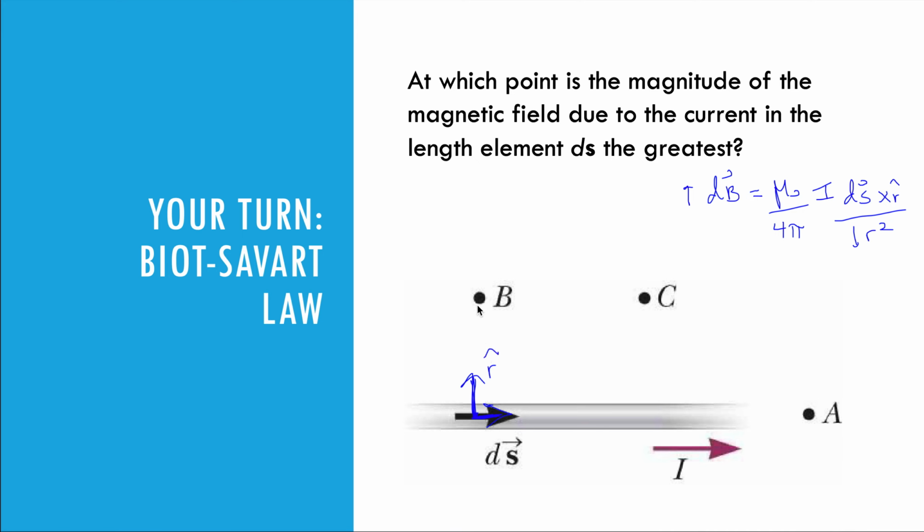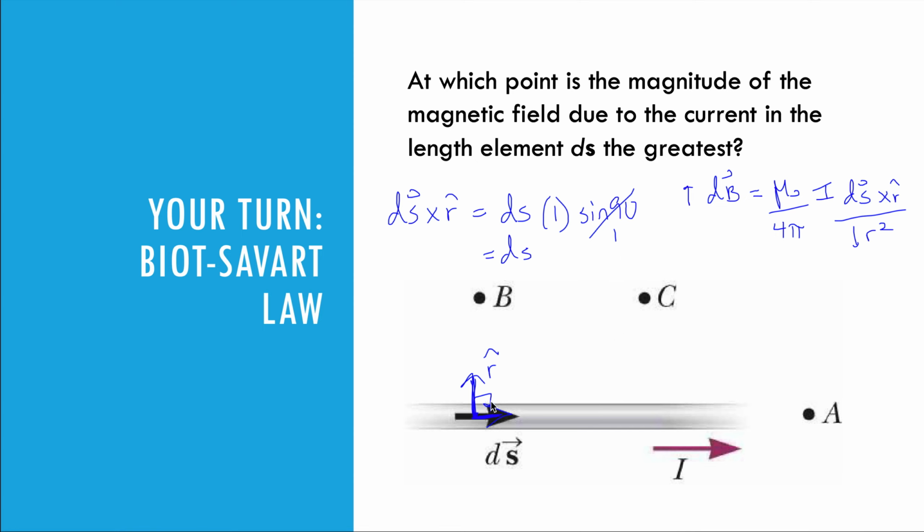So in this case, at point B, the angle between ds and r is 90. So the cross product is just going to be equal to ds, right? Whenever ds and r are perpendicular to each other, then ds cross r is going to equal ds, which is the length of the vector ds, times the length of r hat, which is 1 since it's a unit vector, and sine of 90, which is equal to 1. So the cross product is just equal to ds when they are perpendicular.